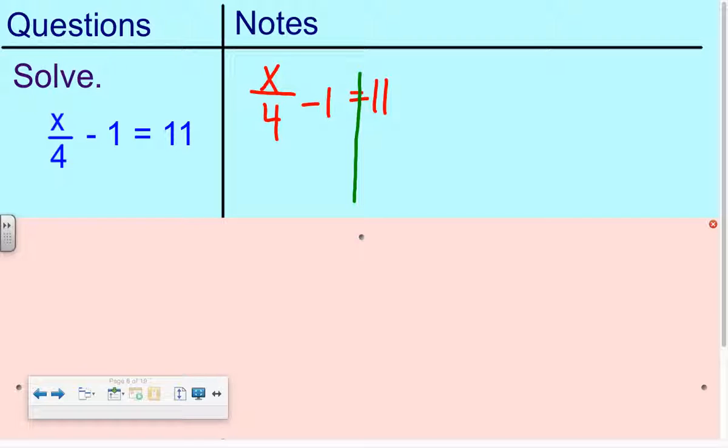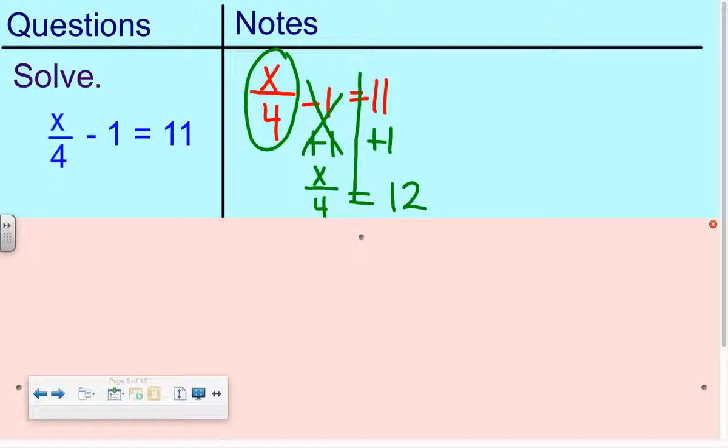So I'm going to start by circling my variable and the number that is grouped together with my variable. So that would be the x and then the 4 that is under it. So I need to get rid of what's next to my variable, or next to my circle, which is the minus 1 first. Opposite of minus 1 is plus 1 on both sides. 11 plus 1 is 12. So now I've got x over 4 equals 12.